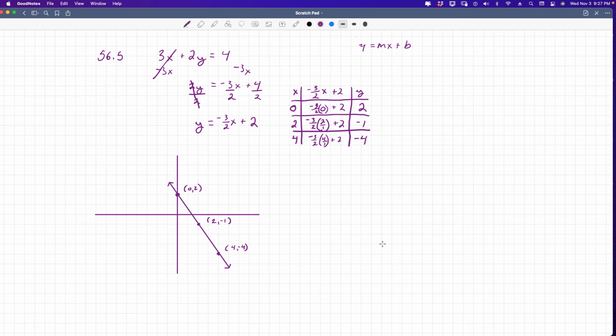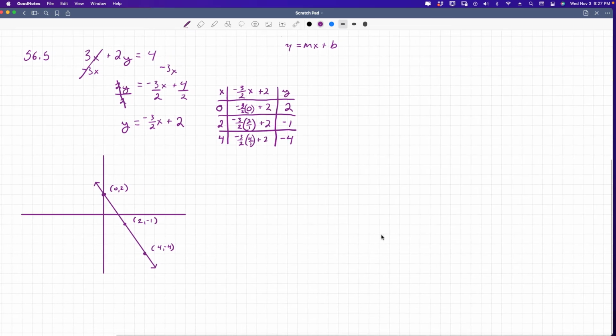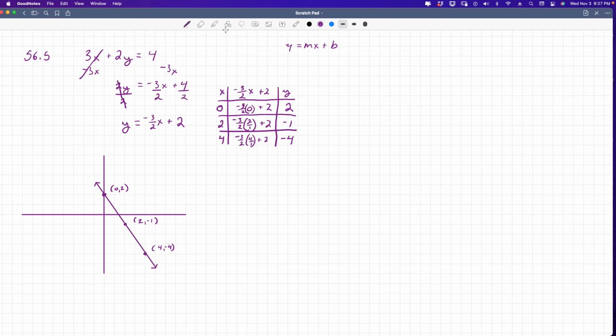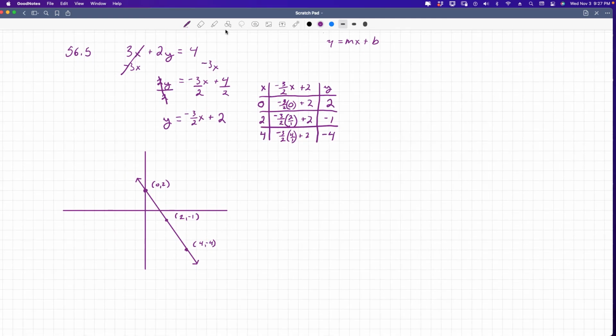So let's do 56.6. We'll come over just a little bit. Actually, I think we'll just use the same little graph. It'll be so much easier. And I'll just change color. All right, let's do 56.6 here. And we are given y minus x equals 0.